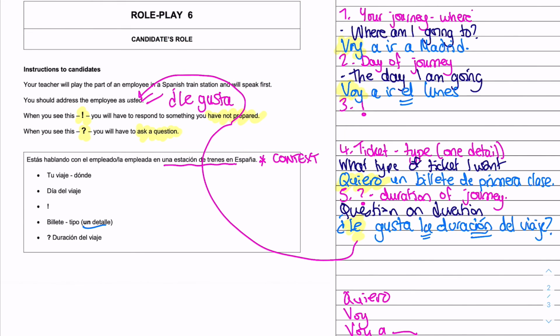Before you go in, always write down puede, or if it's the tú form, puedes repetir, and your teacher will repeat.